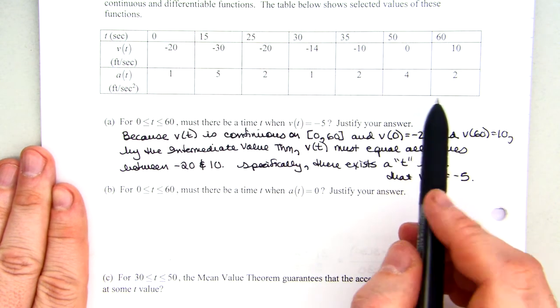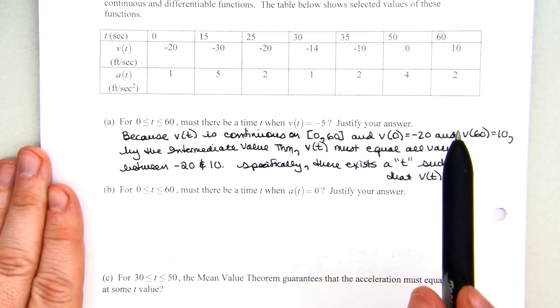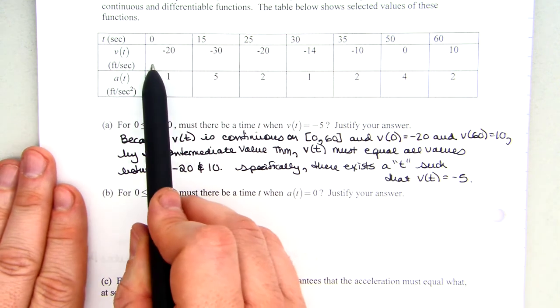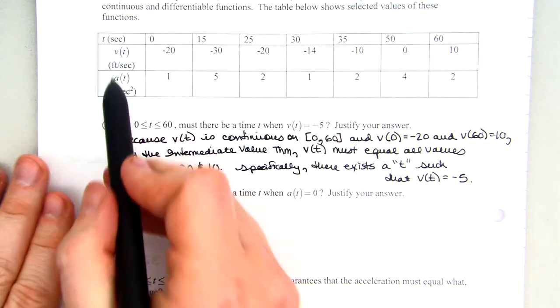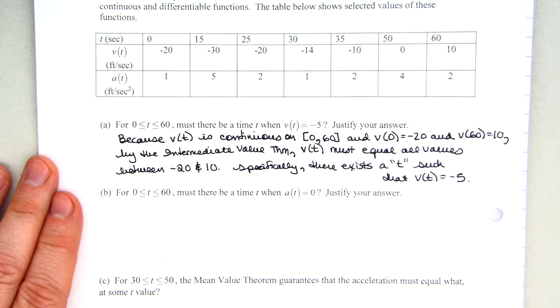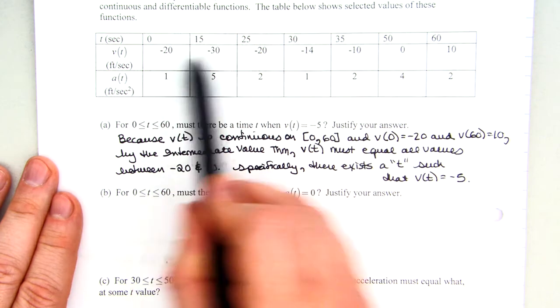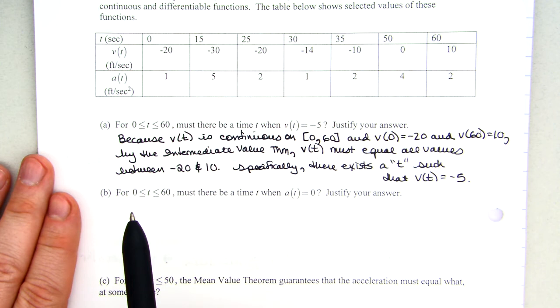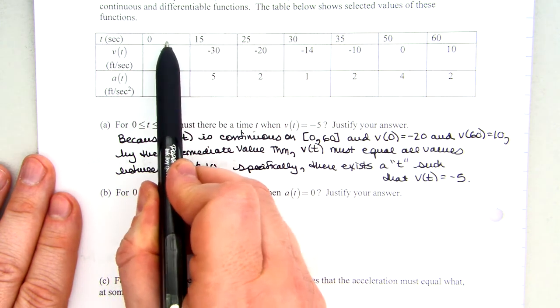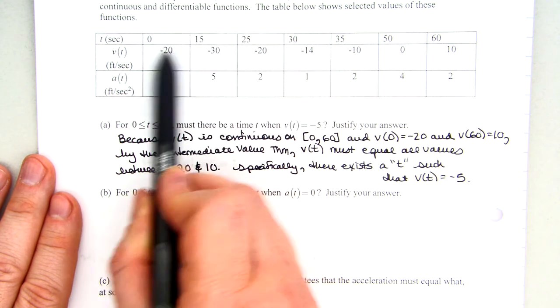However, maybe I can use the mean value theorem. Hold on one second. Yeah, maybe I can use the mean value theorem, or even Rolle's theorem, to try to prove that somewhere the derivative of my velocity is going to have to equal 0. Can you see an interval where the slope is going to have to be 0? If we look between 0 and 15, negative 30 minus negative 20 over 15 minus 0, I don't think that slope is going to be 0.